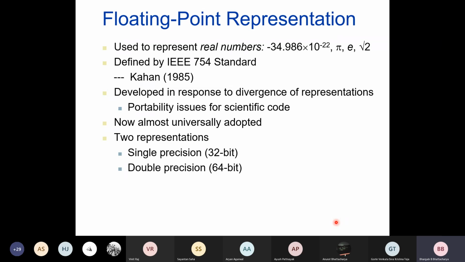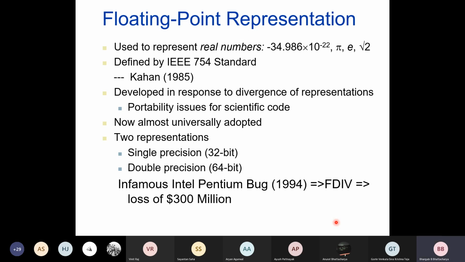So there are two representations in practice. One is single precision, which comprises 32 bits of information, and the other is double precision, with 64 bits. As you see, this fits quite nicely in our MIPS architecture, which is a 32-bit machine and also supports 64-bit registers and so on. Well, this is a very interesting story. I told you earlier that in 1994 there was a bug in the floating point divider implementation in the Intel Pentium machines, discovered later on, and it cost Intel a loss of $300 million.